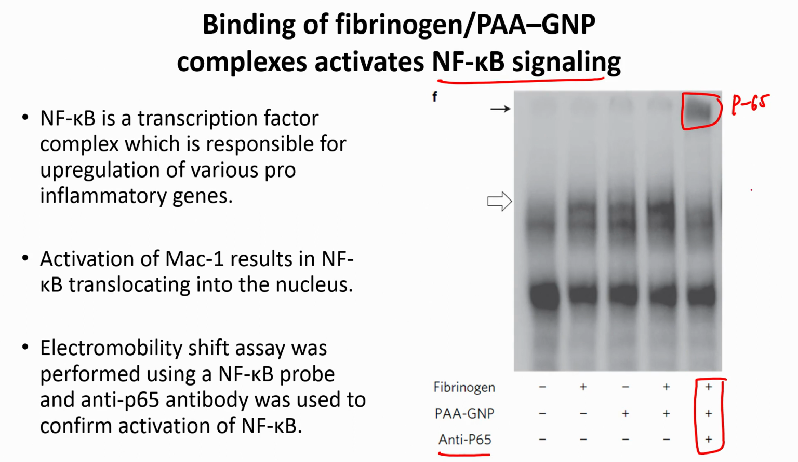So if NF-kappa B, let us say, was for an example x kDa, and let us say in a normal gel the x kDa will come here, once it binds to the antibody, now its molecular weight has increased by x plus the antibody molecular weight. So that has now gone and shifted up there. So further confirmation that actually this gold nanoparticle bound fibrinogen not only is activating MAC1, but that is causing further signaling and actually causing NF-kappa B expression.